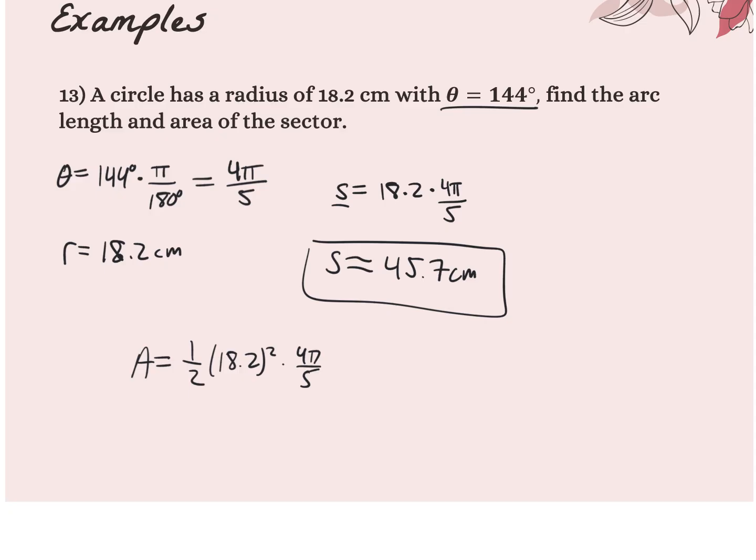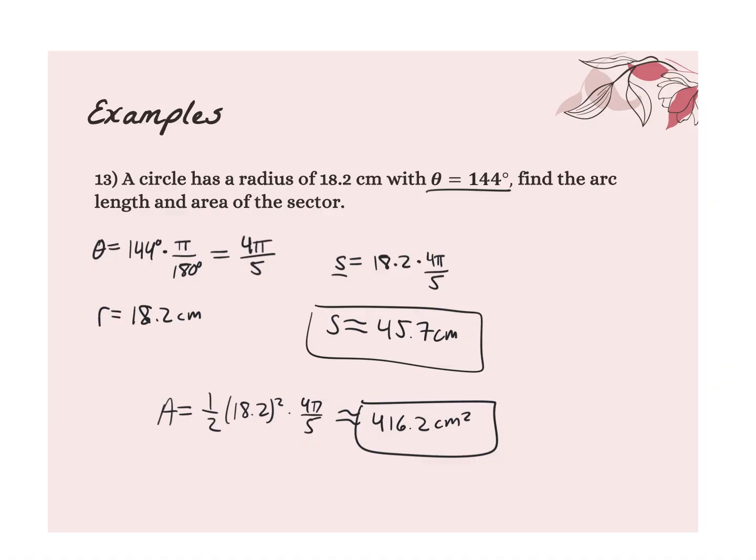Once again, I wouldn't try to simplify this any further. If you plug it correctly in your calculator, doing order of operations is going to get you 416.2 square centimeters. All right, and that's all the material for this lesson. So hopefully you guys are a little bit more comfortable working with radians, converting from degrees to radians and vice versa, and hopefully you see how it's kind of similar to what we did in the previous lesson in degrees.